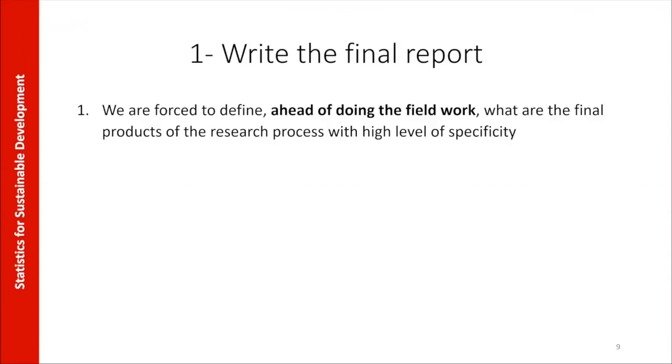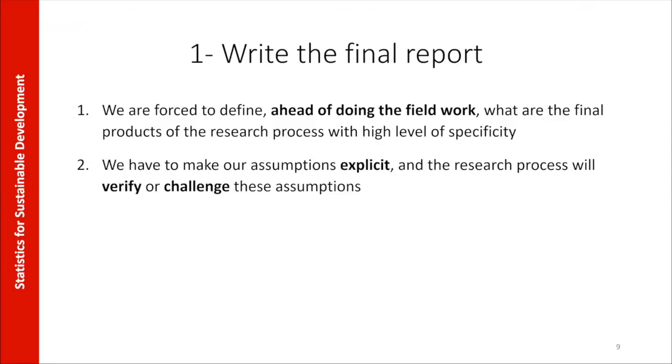So we start by writing the final report, which has some advantages. The first advantage of starting by writing the final report is that we are forced to define, well ahead of doing the field work, what the final products of the research process are, and we have to do this with a high level of specificity. We also have to make our assumptions explicit, and the research process will either verify or challenge these assumptions.